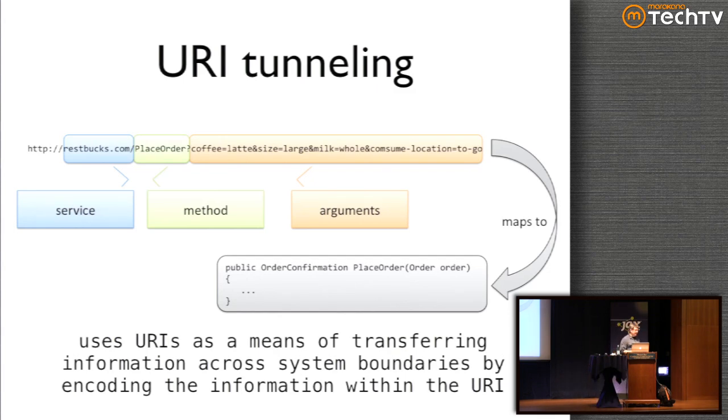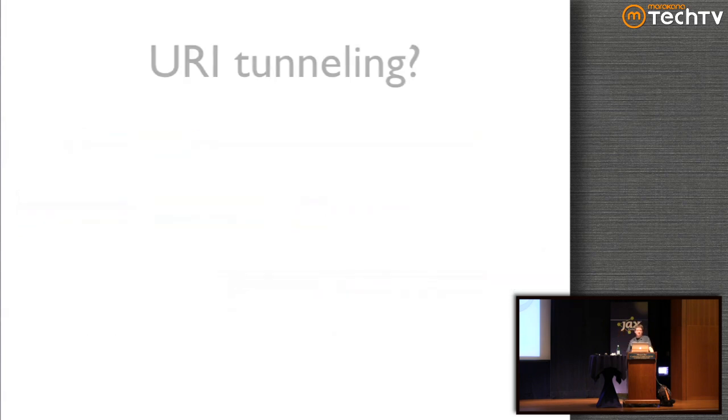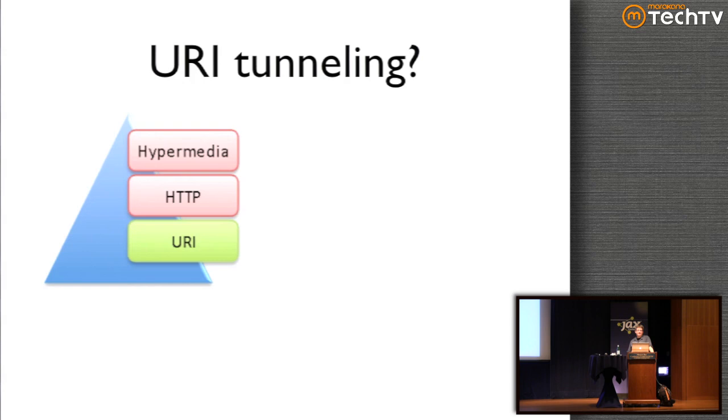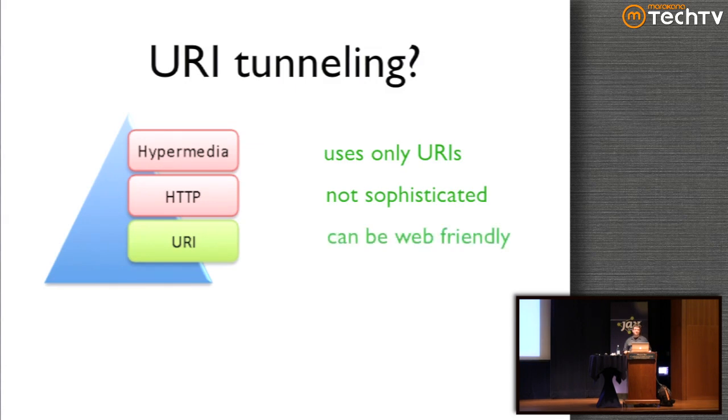The only real difference between this and RPC is that you tend to have an endpoint per method that you've exposed here, which is not always the case in the RPC world. URI tunneling does use URIs, but only URIs, it doesn't use any of the HTTP verbs or any of the other metadata mechanism in that channel. It's not very sophisticated. In fact, it's very tool-friendly, but not particularly architecturally friendly in terms of longevity and building things that are not brittle.